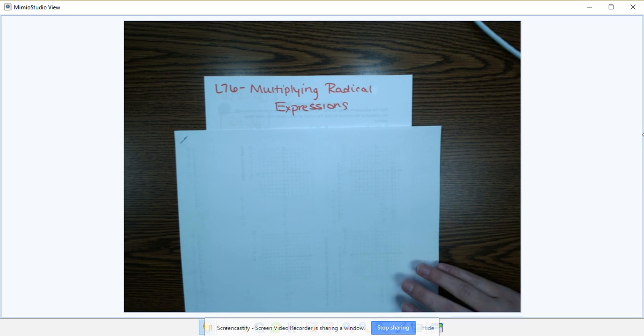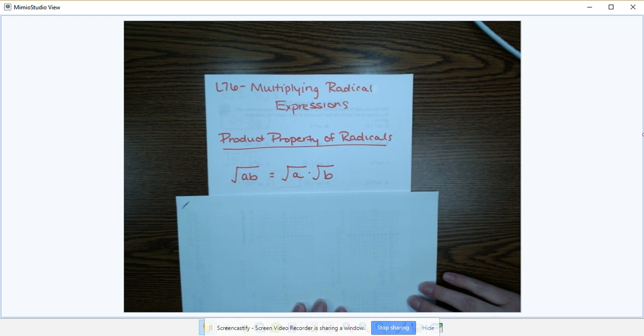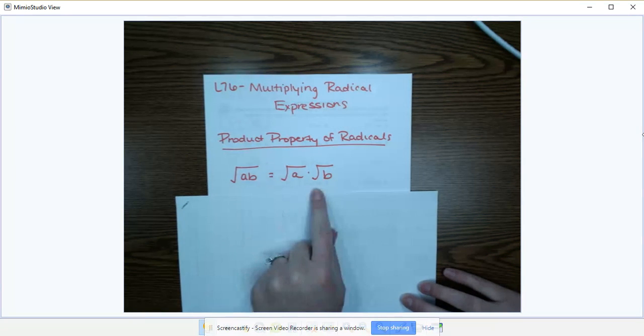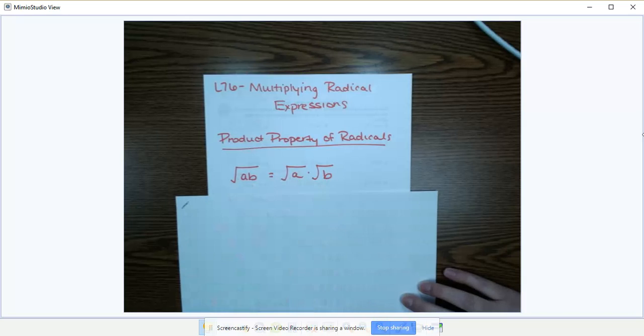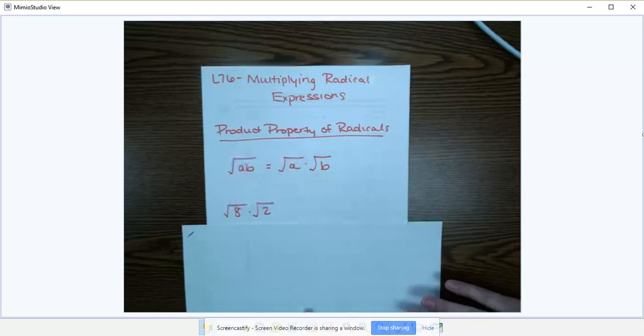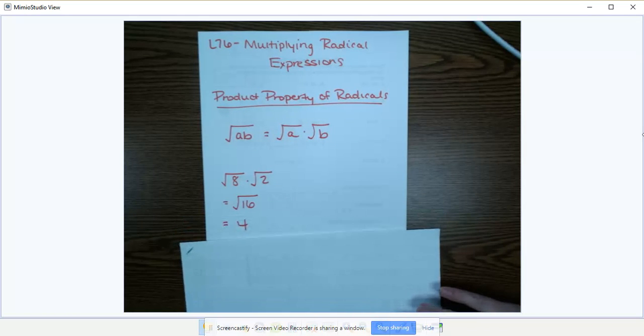Today we're going to multiply radical expressions. So here is our product property of radicals. If you recall, we could take a product and split it into its two factor parts. Today we're going to start with this and work backwards. So if we had root 8 times root 2, we can multiply those together to get root 16, which then comes out to be 4.